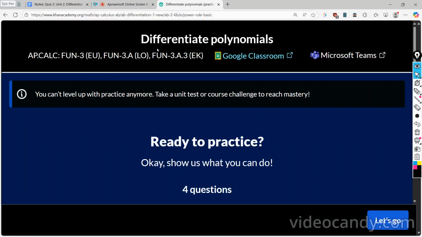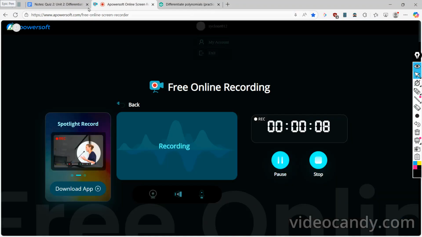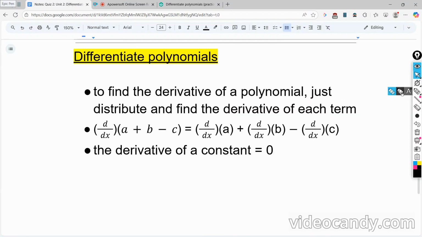This will be for the Khan Academy exercise, differentiate polynomials. All right, so to find the derivative of a polynomial, just distribute and find the derivative of each term.